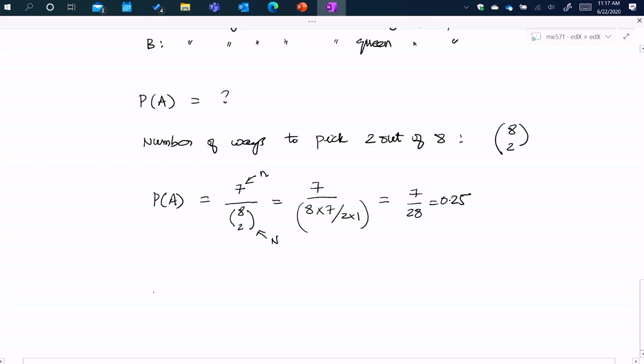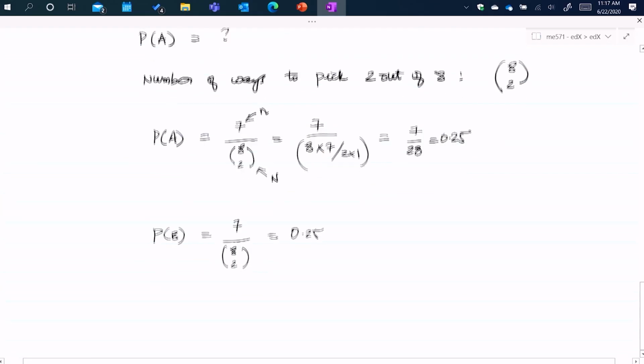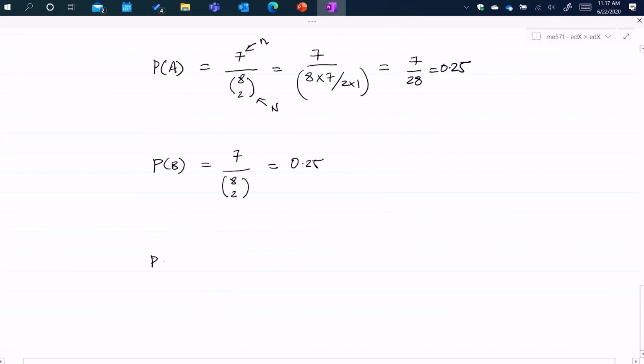Similarly, probability of B is exactly the same, because once I picked queen of spades, there are 7 ways I can pick the second card, and the total number of ways in which I can pick 2 cards is combination of 2 items out of 8. This is again 0.25. The question that I seek mathematically is probability of A union B. This is what I seek. Probability of A union B, by the addition rule, is probability of A plus probability of B minus probability of A intersection B.